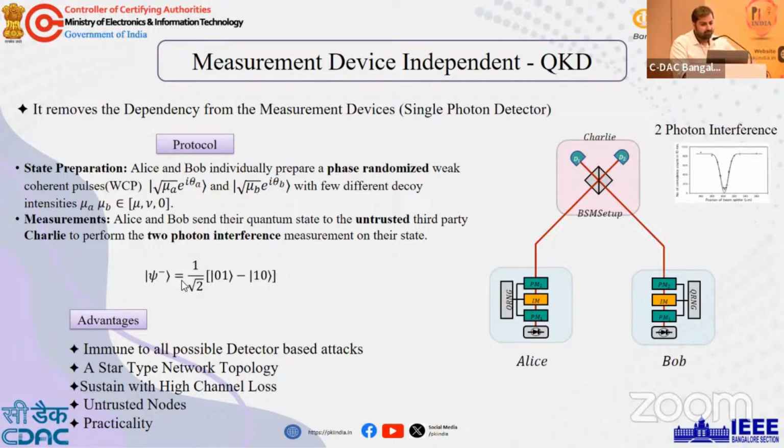The Bell state is known as the psi minus Bell state. Bell states are nothing but maximally entangled states. So this MDI QKD has the advantage over traditional QKD systems, like phase reference based QKD systems like DPS and COW. It is immune to all the possible detector based attacks, and it has this inherent star type of topology. So MDI QKD is best suited for larger networks.